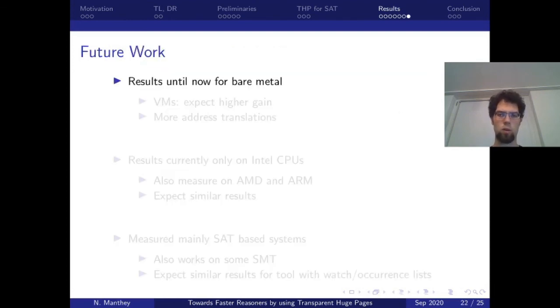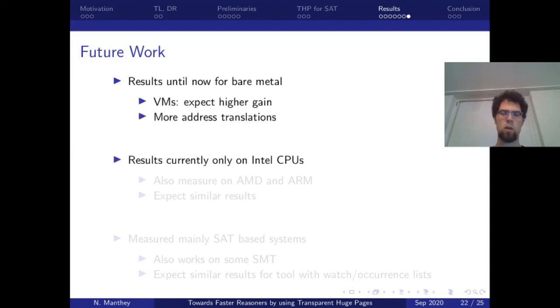Now, future work. At the moment we only presented results for bare metal machines, so tools running actually on your CPU. For VMs we expect higher gains, because there are more address translations involved, which are cached more, meaning there is more speedup, and because there are more translations there should be a higher impact.